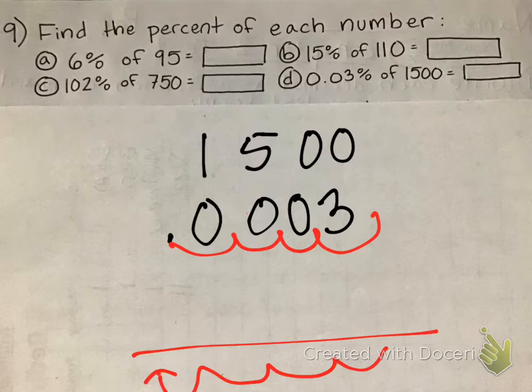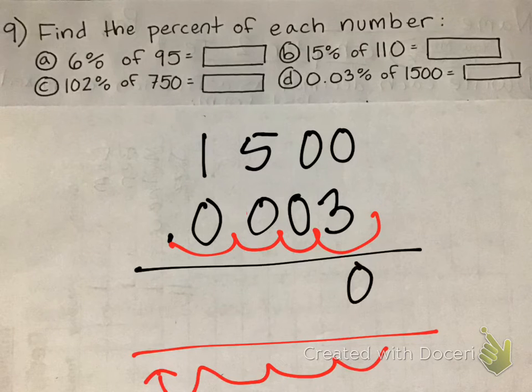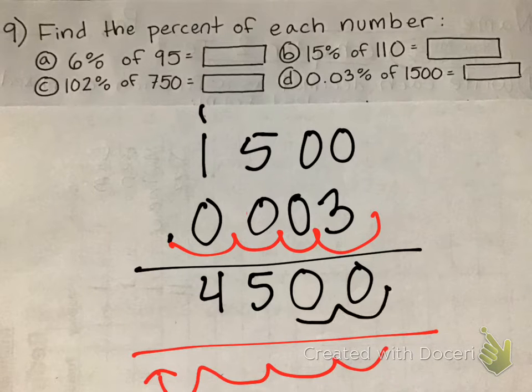This is easy. 3 times 0, we get 0. 3 times 0, 0. 3 times 5, 15. 3 times 1 is 3. We put a 4 there. We move it all the way back. We get 1, 2, 3, 4. Our answer is 0.45 or 45 hundredths.